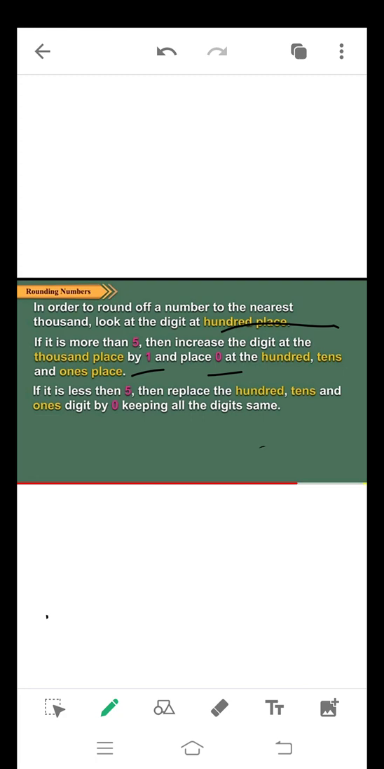If it is less than 5, then replace the 100, tens and ones digits by 0, keeping all the other digits same. अगर 100 प्लेस वाली डिजिट हमारी लेस देन 5 होती है तो हम 100 टेंस और वंस प्लेस वाली डिजिट को 0 से रिप्लेस कर देंगे और बाकी सारी डिजिट्स हमारी सेम रहेंगी. See example.